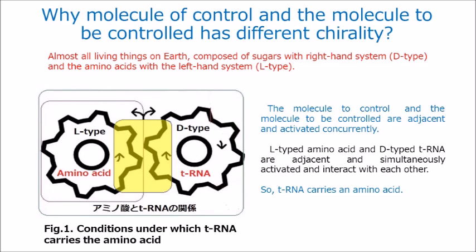Why do the molecule of control and the molecule to be controlled have different chirality? Almost all living things on Earth are composed of sugars with the right-hand system of D-type, and amino acids with the left-hand system of L-type. The molecule to control and the molecule to be controlled are adjacent and activated concurrently. L-typed amino acid and D-typed tRNA are adjacent and simultaneously activated and interact with each other. So, tRNA carries an amino acid.